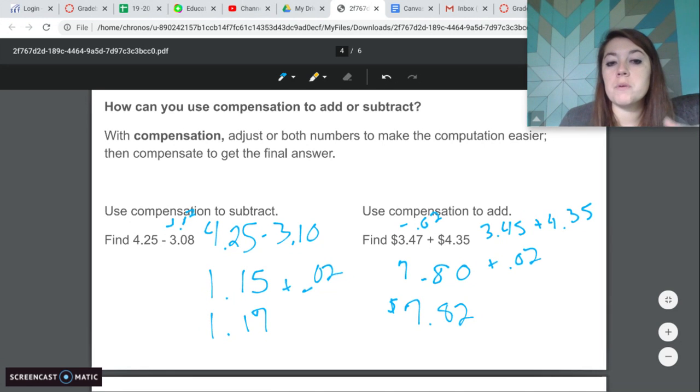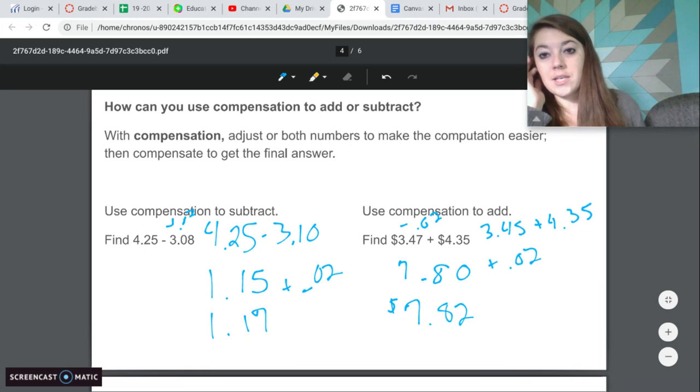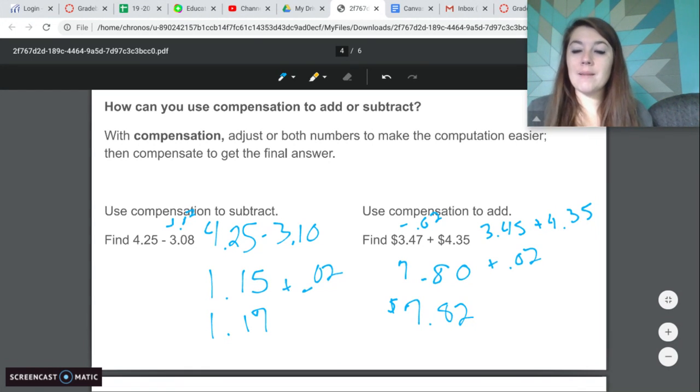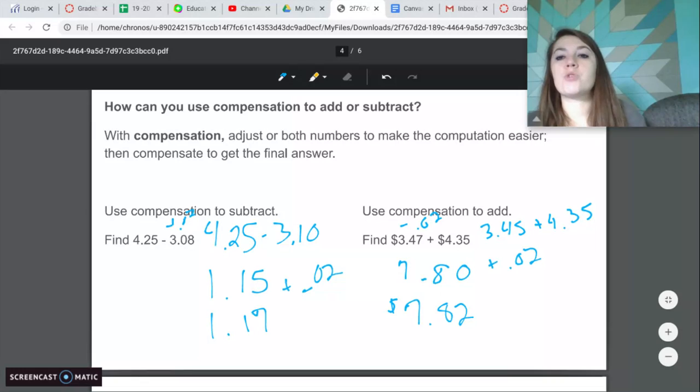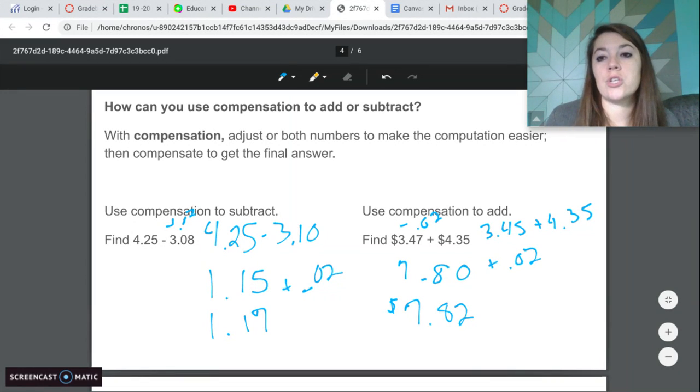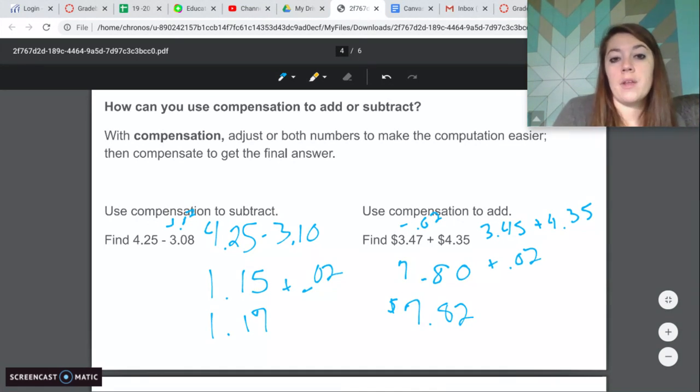Obviously, in the first one we were subtracting, and for the final answer I added 2 hundredths to it. Whereas in this one, I subtracted 2 hundredths initially, but then I ended up adding them back afterwards. So adding and subtracting will alter your answer, which you're going to do to your final answer. With adding, it's going to be the opposite signs, okay?